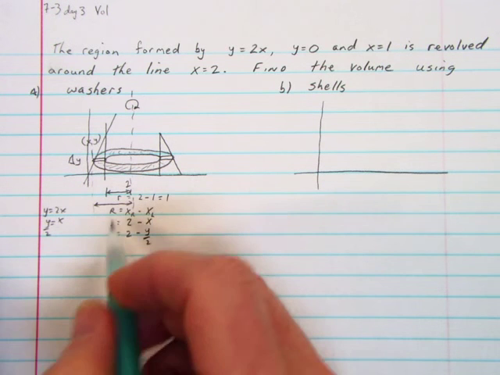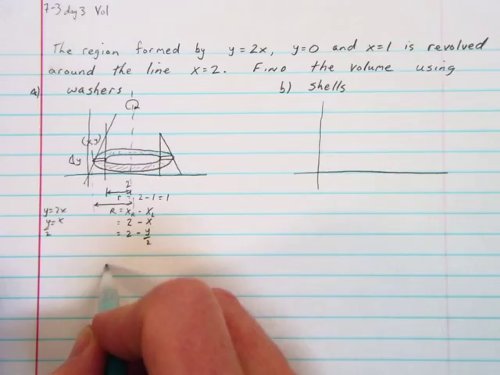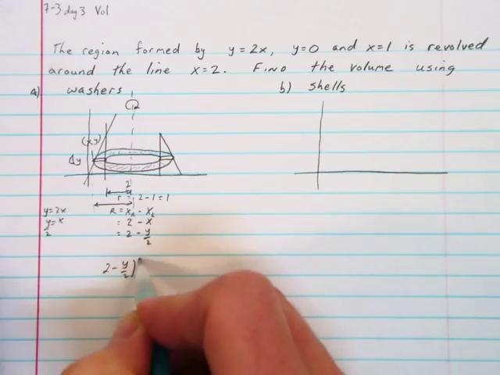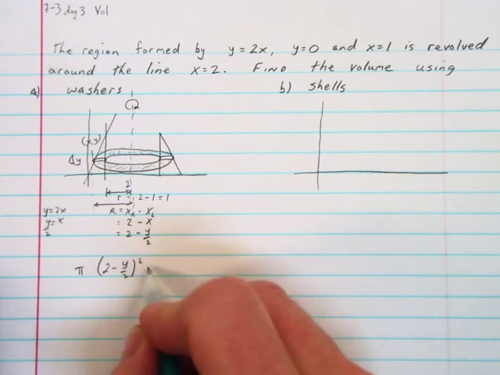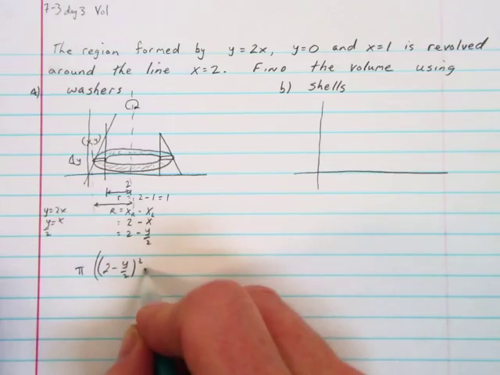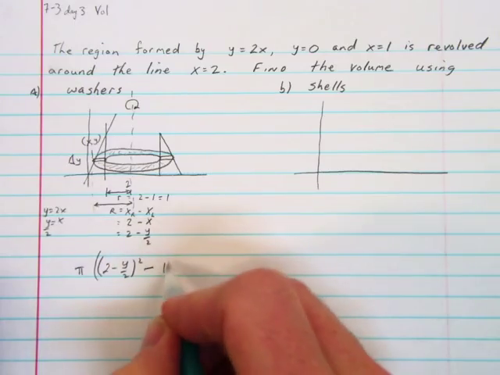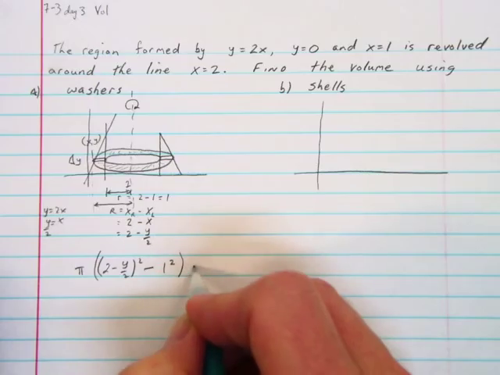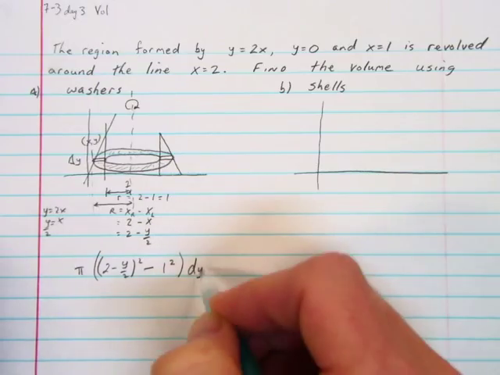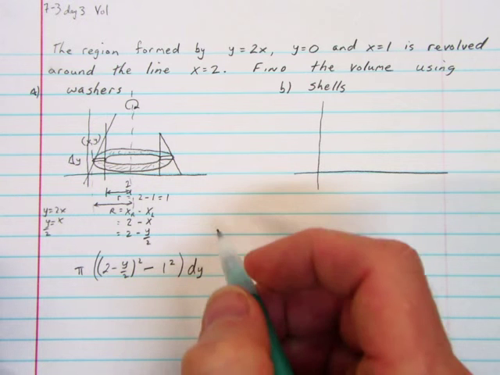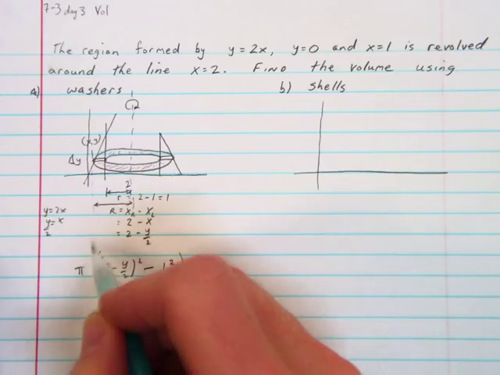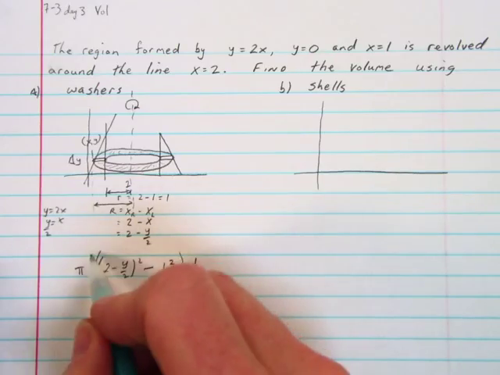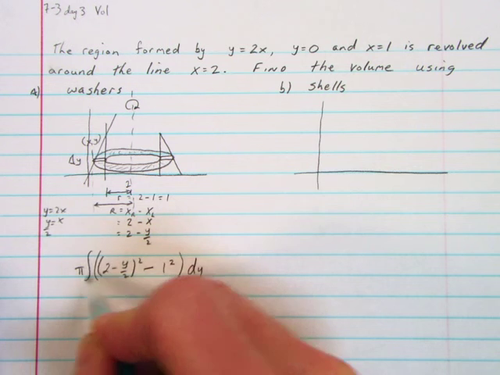We take the area now, and the area will be pi times (2 minus y over 2) quantity squared, because this is the radius squared, minus the inner radius squared, which is just 1. When we take that area and multiply by the thickness, we'll get the volume of a slice. We sum them all up, let the thickness go to 0, and we get our integral.